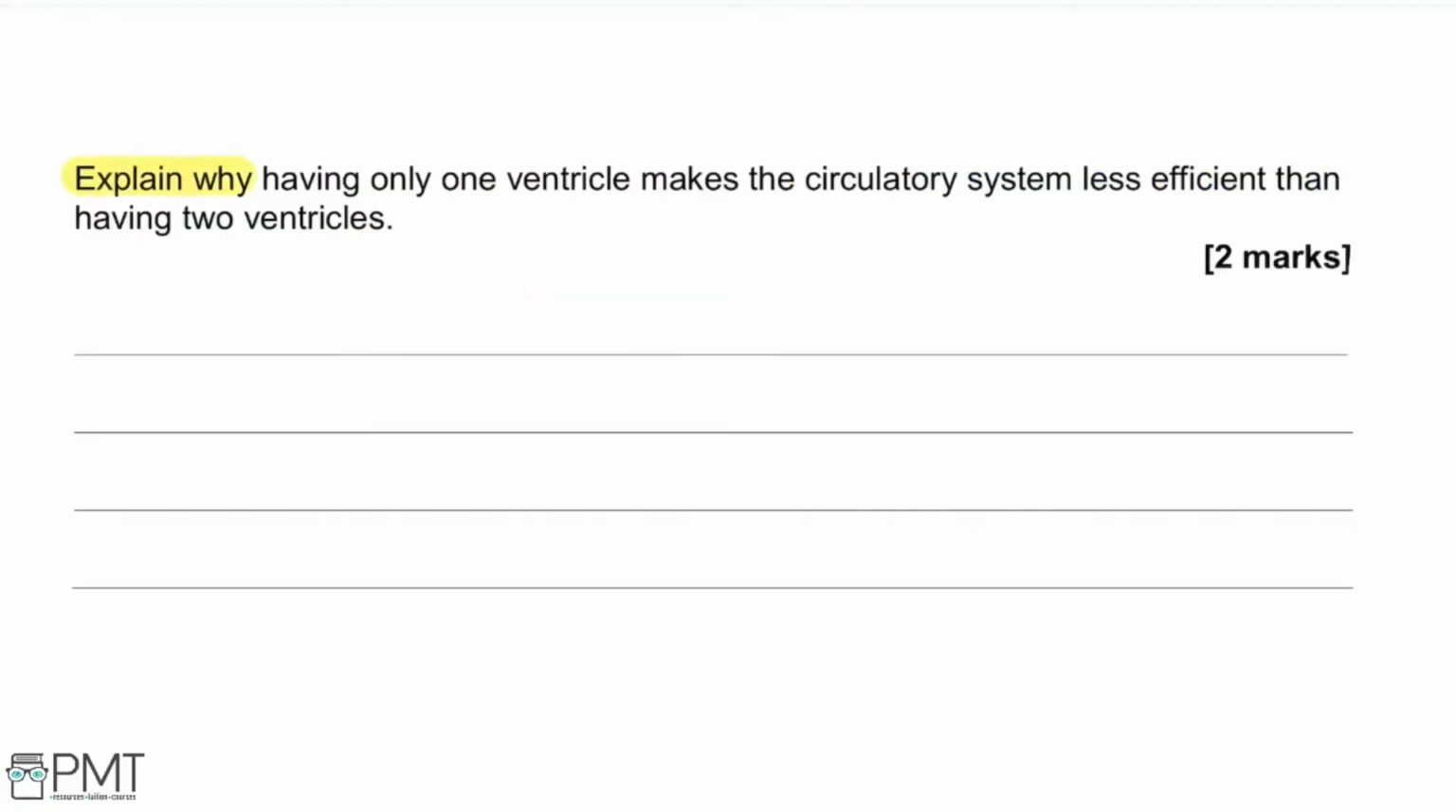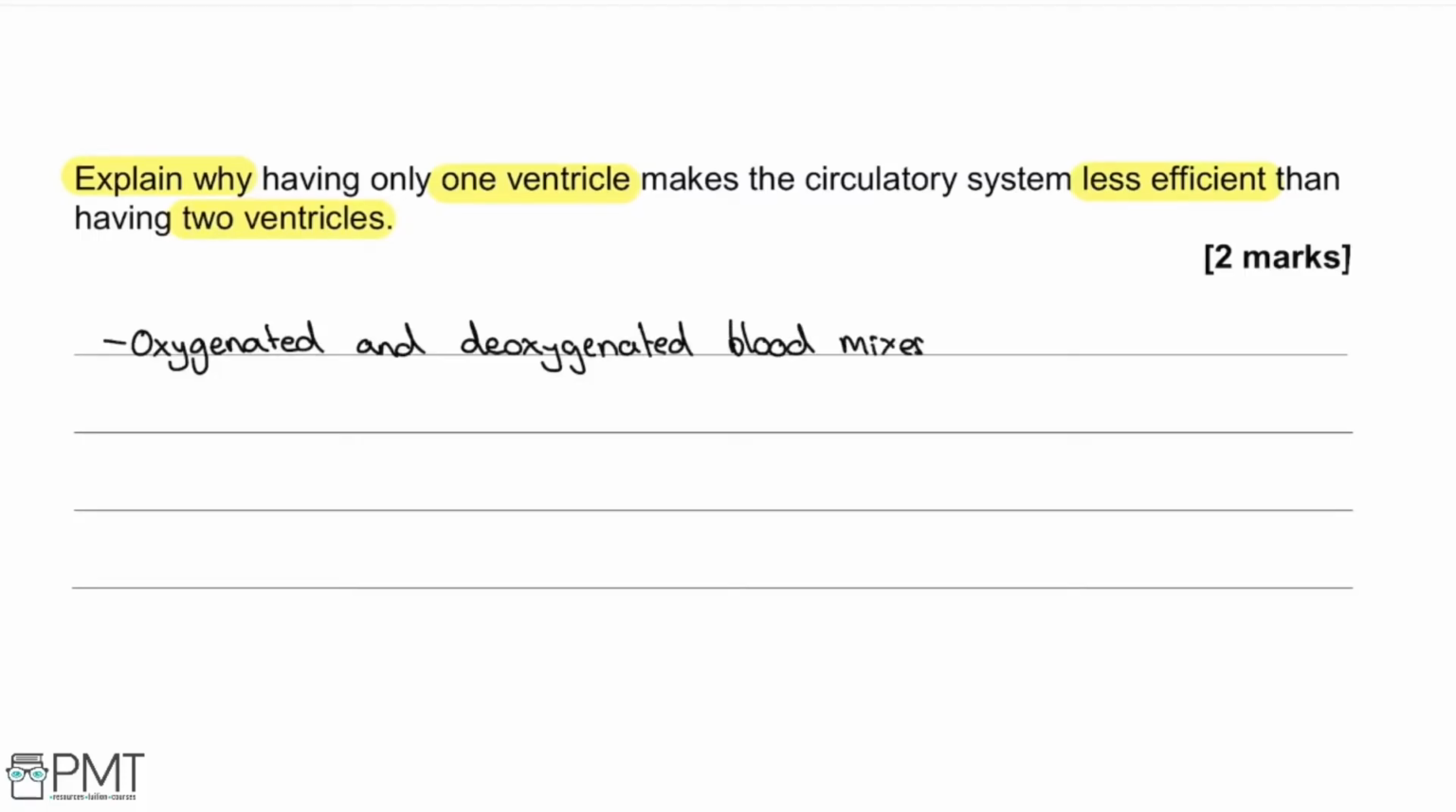Explain why having only one ventricle makes the circulatory system less efficient than having 2 ventricles. So when all of the blood is in one ventricle without a septum to separate oxygenated and deoxygenated, the 2 types of blood will mix together. And the problem with this is that there's a less efficient delivery of oxygen to the tissues of the body because it's getting back some of the deoxygenated blood that it's already used.